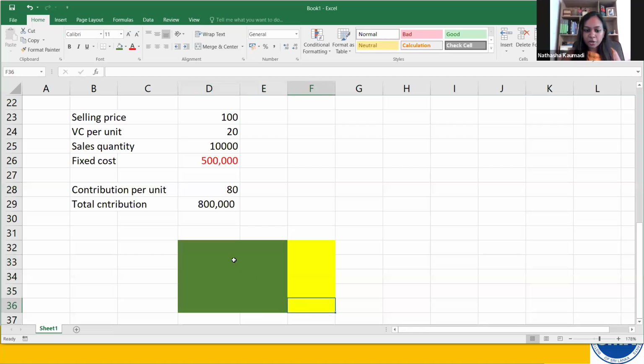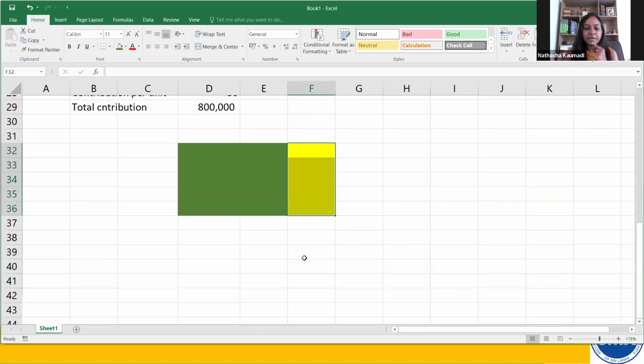So we used our total contribution, and from that, we covered our fixed cost, 500,000 rupees. What is this balance yellow colored area? This is the profit.